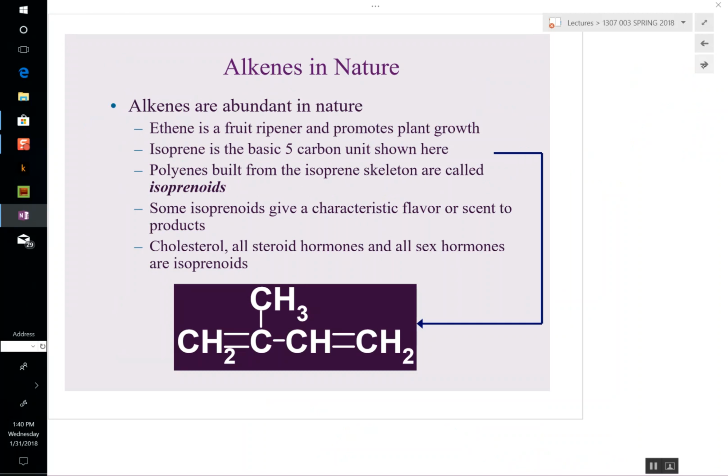Let's go on. Isoprenoids, we'll talk a little bit more about those in chapter 17. They do occur in nature. As a matter of fact, nature uses these things to make steroids. They start with these isoprenoids. That's 2-methyl-1,3-butadiene right there. That's the name of that molecule. It's an isoprenoid.